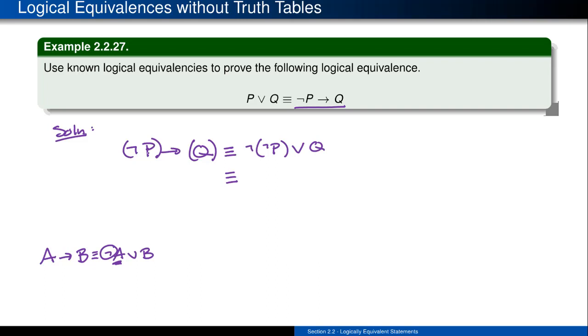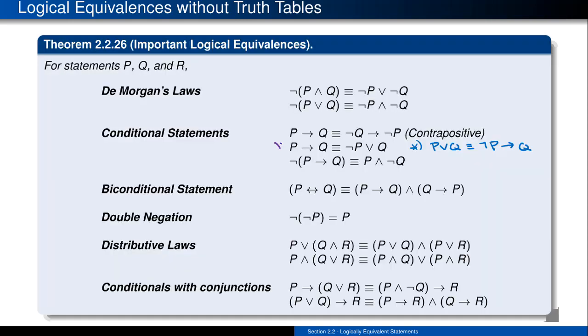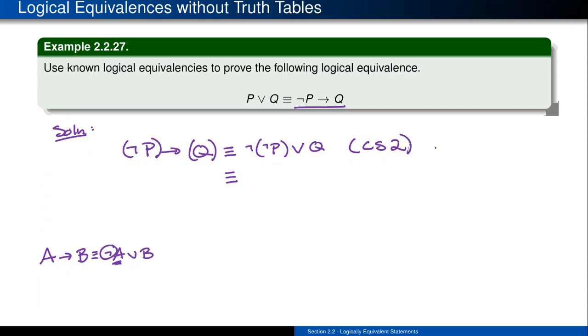So that's the step. I'm going from this expression to this expression, and the reason why this works is because of this conditional statement number 2. It's this one right here. And if it helps, actually just rewrite this thing. I'm using the statement that says A implies B is the same thing as not A or B.